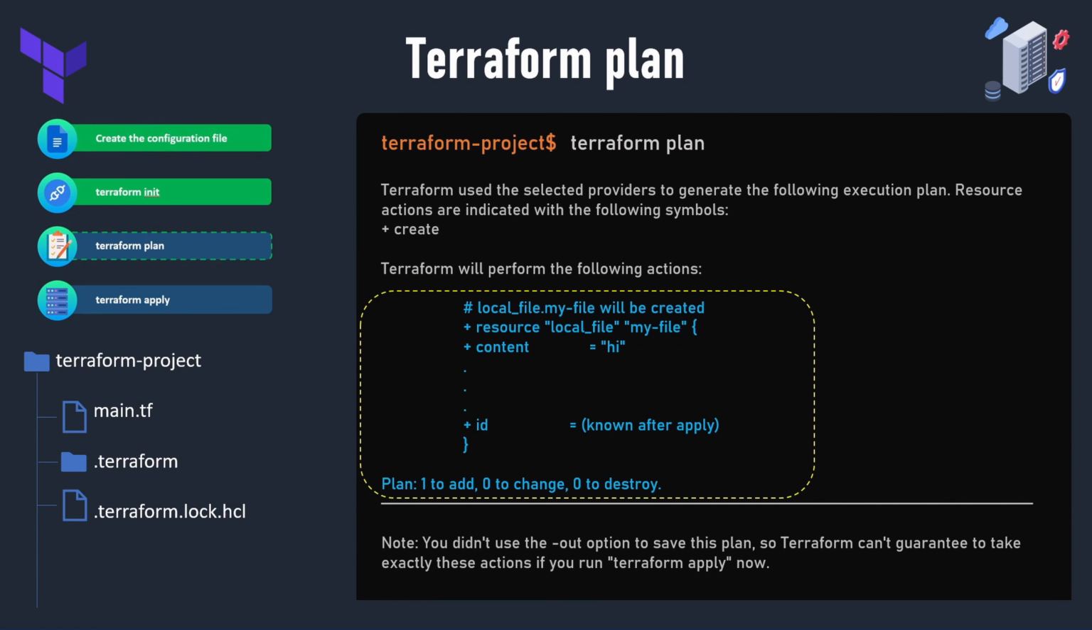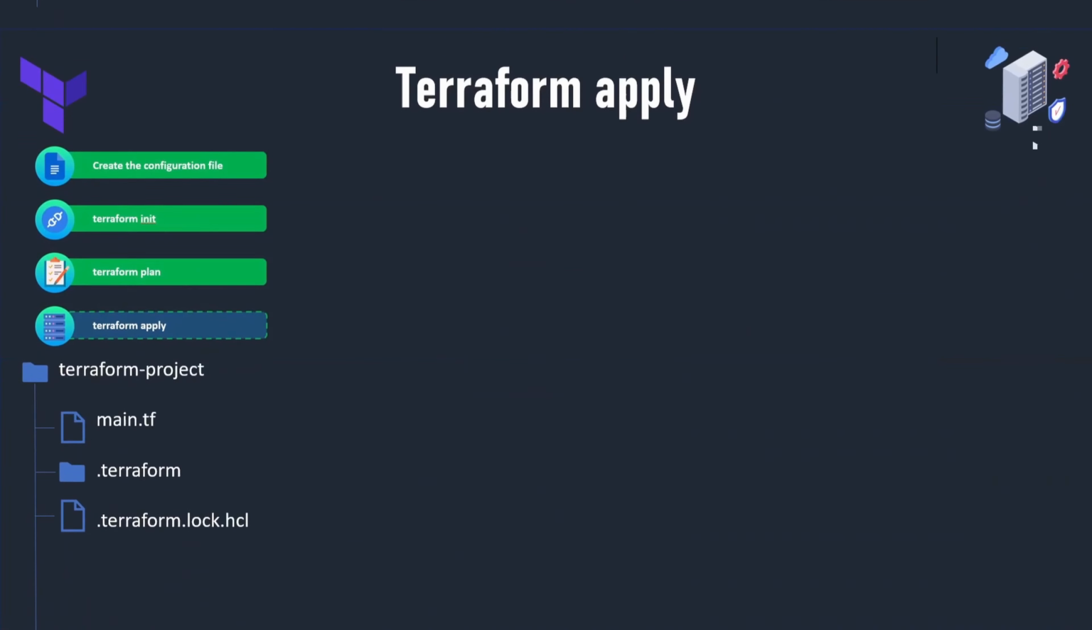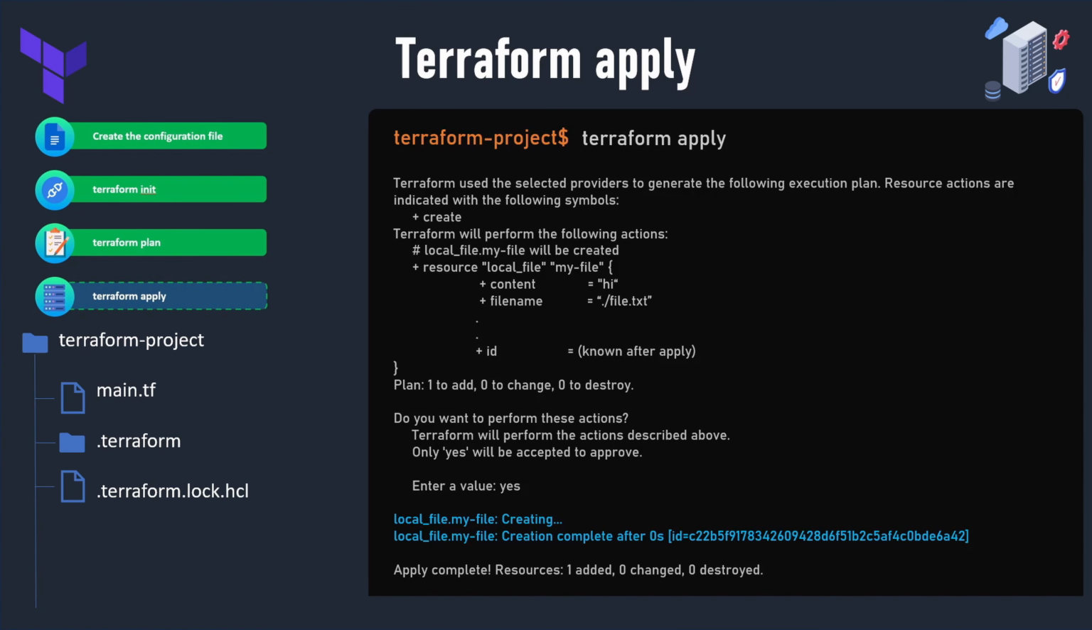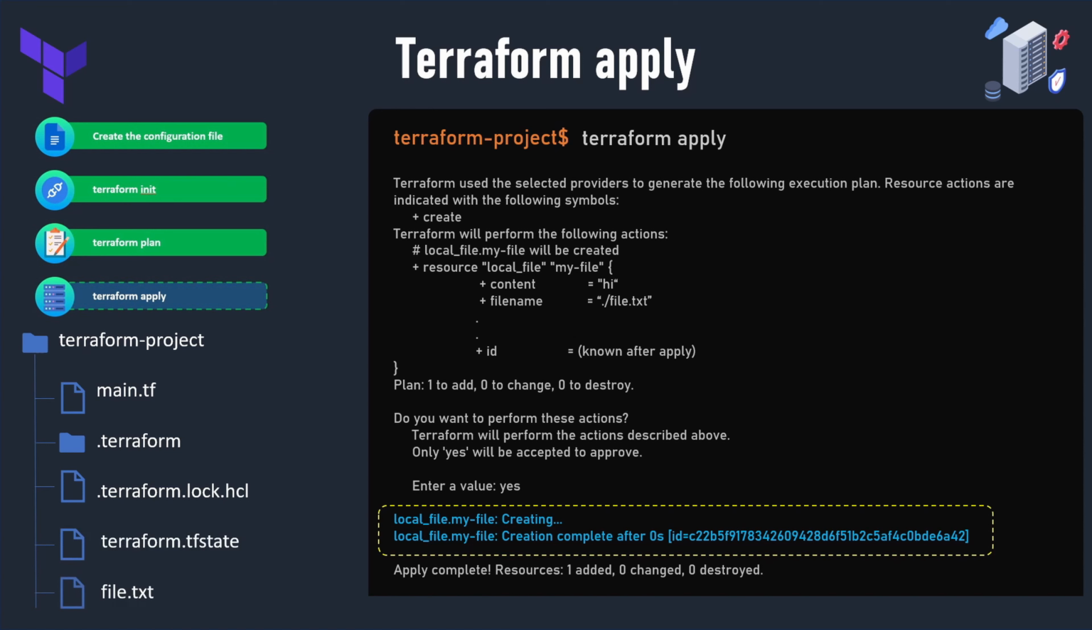Now, if the plan looks good and you are happy with that, you can apply the changes using the Terraform apply command. The Terraform apply command will make the infrastructure up to date as you mentioned in the Terraform configuration file. And by running this command, a file called terraform.tfstate will be created. This file contains information about the resources that Terraform has created and their current configuration. We will learn about the state in Terraform in more detail in a separate lecture.